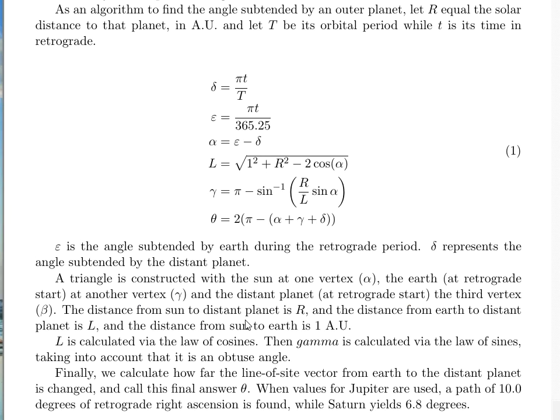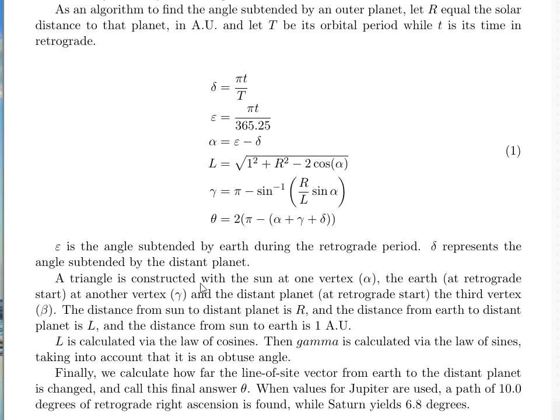So here is all of my work again as an algorithm to find the angle subtended by an outer planet. Let r equal the solar distance to that planet in astronomical units. Let T be its orbital period, while little t is its time in retrograde. Then we find epsilon, the angle subtended by Earth during the retrograde period. That's pi t over 365.25. I'm using radians here instead of degrees. Delta represents the angle subtended by the distant planet, pi t over big T, its period.